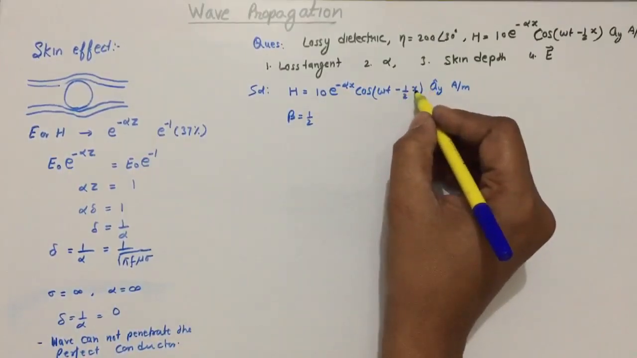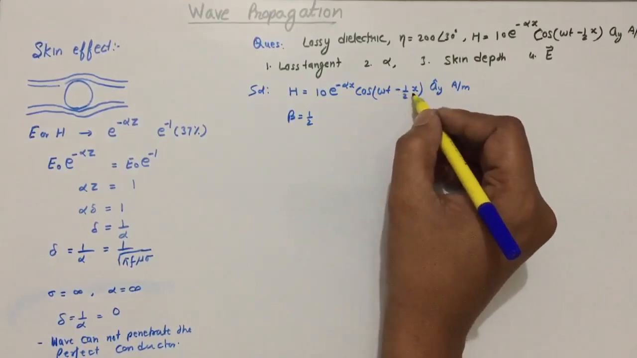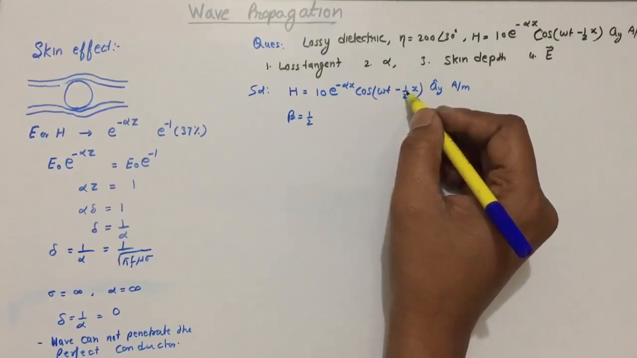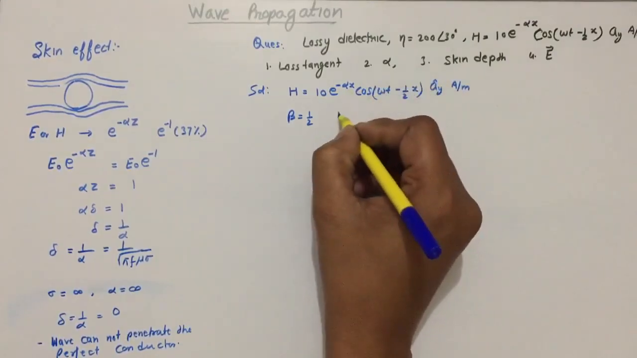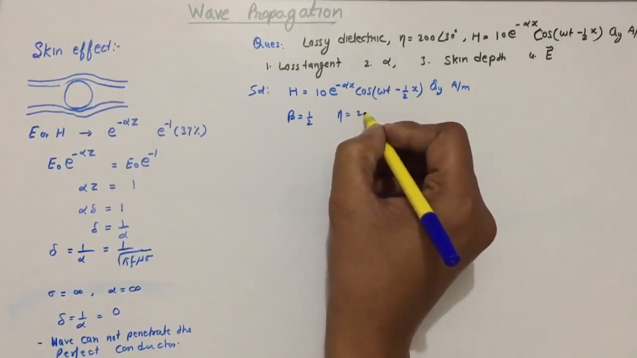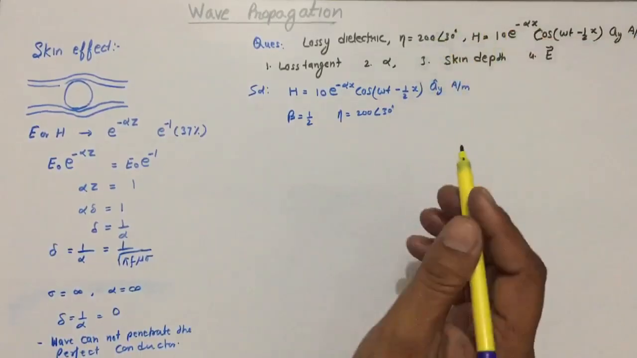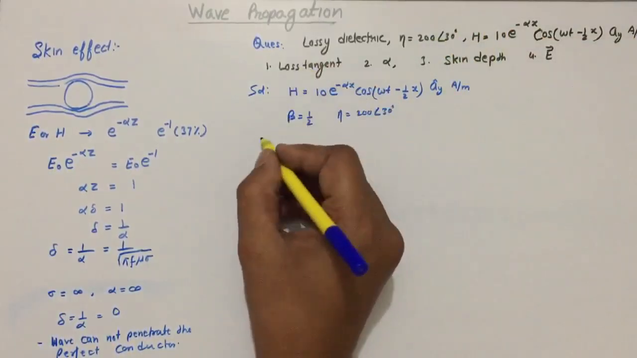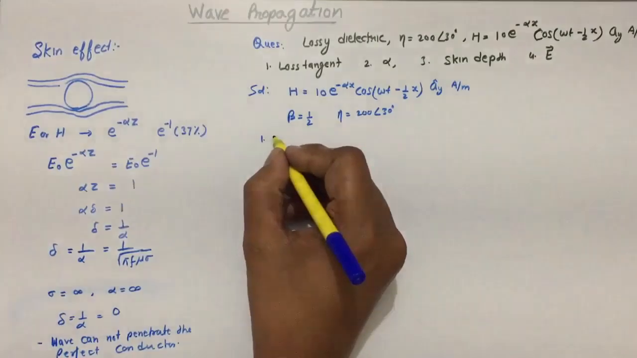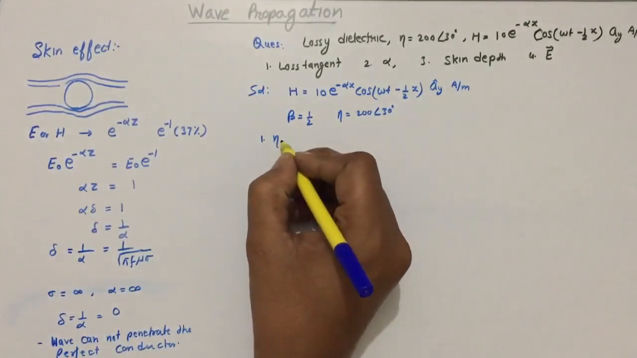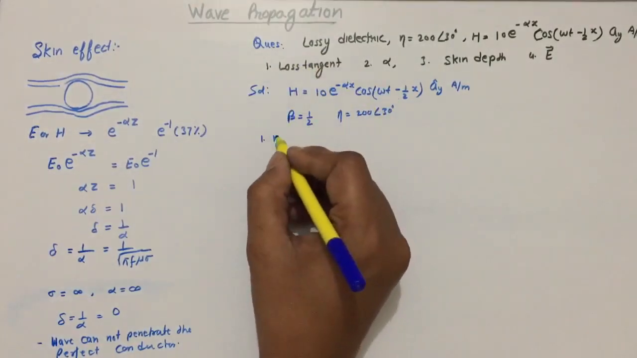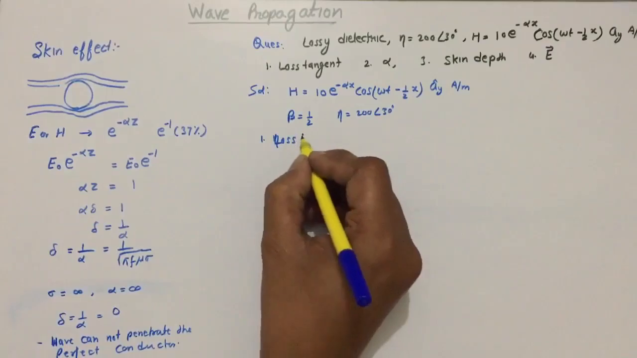If it is minus beta x, then it is propagating in the plus x direction. If it is plus beta x, then the wave is propagating in the minus x direction. We have discussed this. So beta is equal to half and intrinsic impedance is equal to 230, that is given already here. Now the first parameter that we have to find is loss tangent.